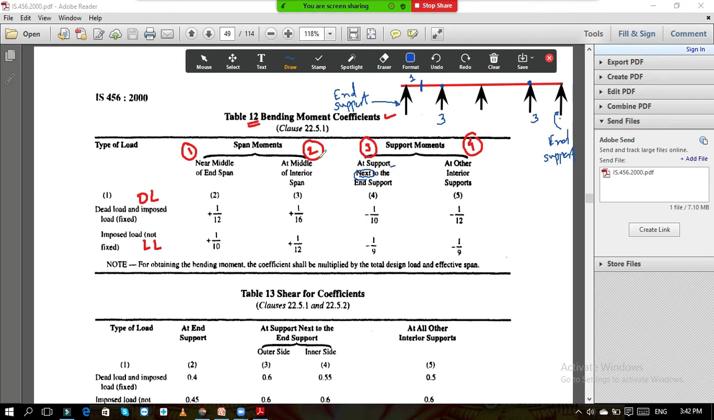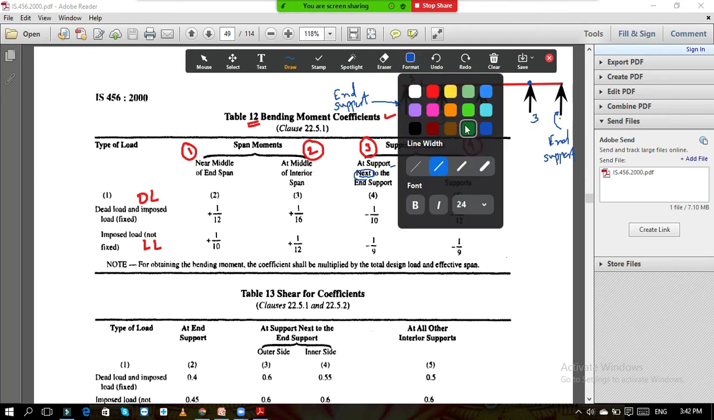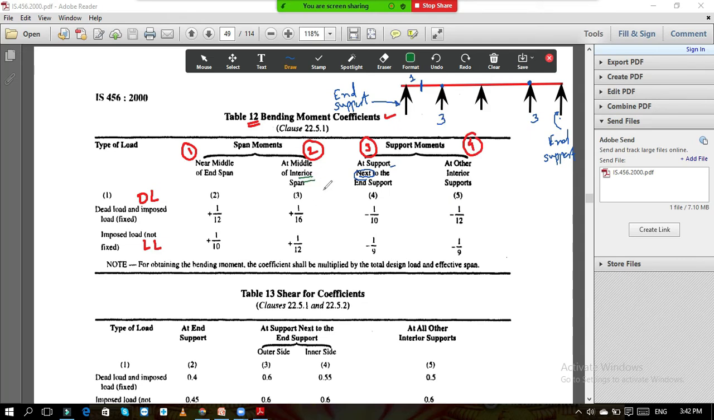Now second is the middle of interior span. So middle of interior span, these two spans are interior spans. The middle of interior span means here at these points. So here second number column is there, I will use same number 2. Those coefficients will be used at that point. And last one is at other interior support. This support is nothing but your interior support.